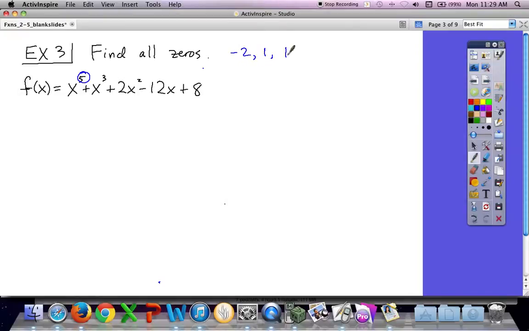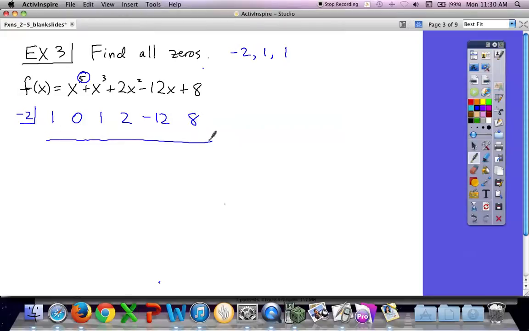and 1. Okay, now we need to use those zeros with synthetic division to reduce this polynomial from a 5th degree to a 4th degree to a 3rd degree to a quadratic. And then we can finish with the quadratic formula. So first, put the 0 in the bracket, put your coefficients, and notice we're missing x to the 4th, so I fill in with a 0 for x to the 4th. 1, 2, -12, and 8.